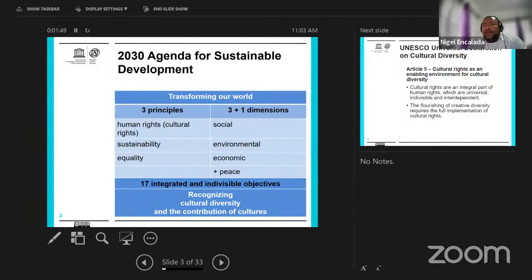But here are the 3 principles with respect to what they call now the SDGs. The 3 principles include human rights, including cultural rights, sustainability, and equality. Each of the goals having what you'd call the 3+1 dimensions: a social dimension, an environmental dimension, an economic dimension, and of course a dimension for the ever elusive peace, no?